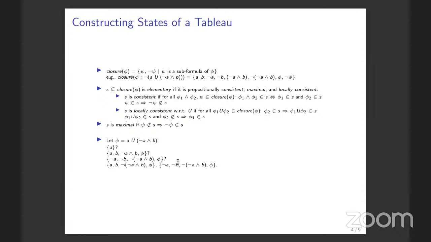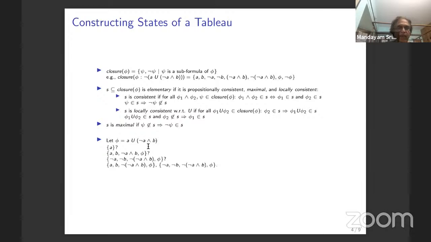No, I think it's violating the local consistency. Correct. Since the phi 2 part of phi is false, you'll have to have A true, but the state includes not A. Therefore, this is not elementary. Okay.